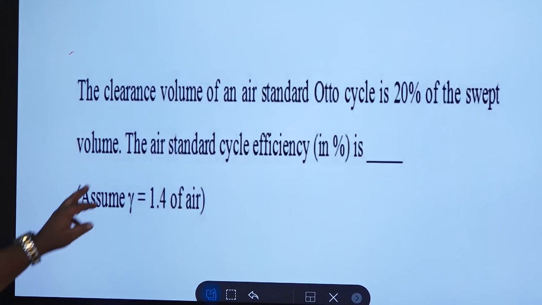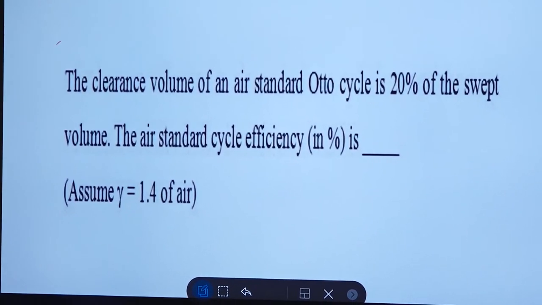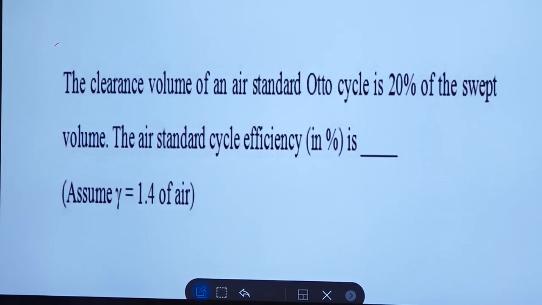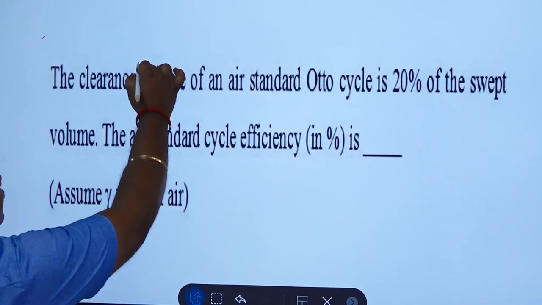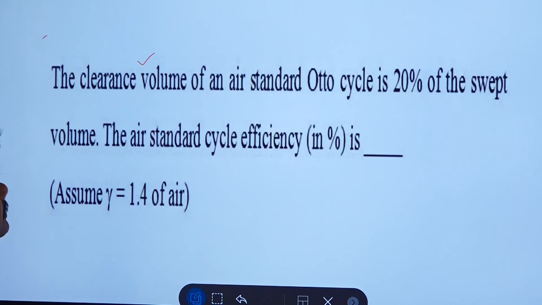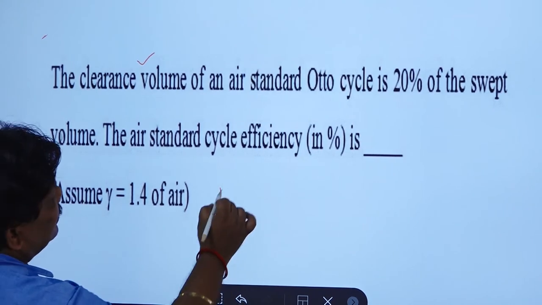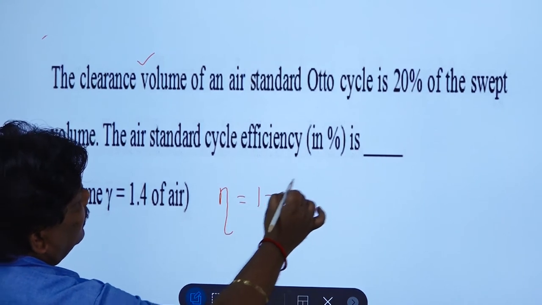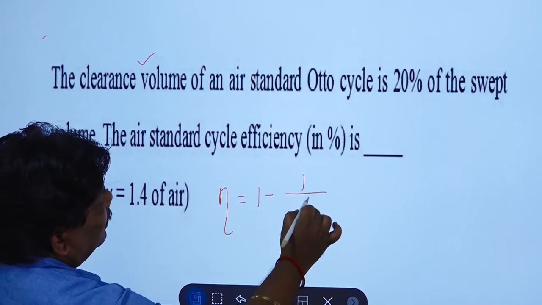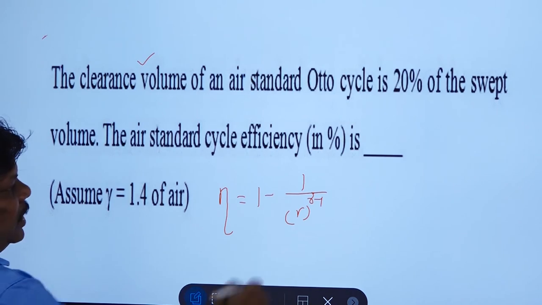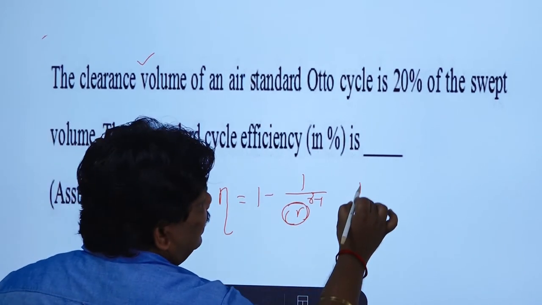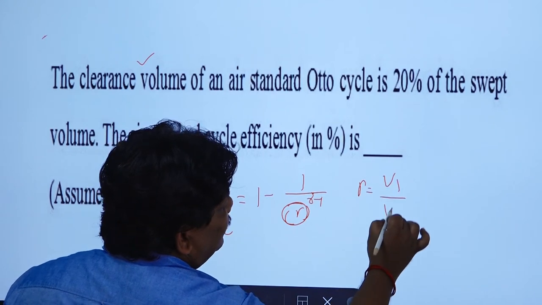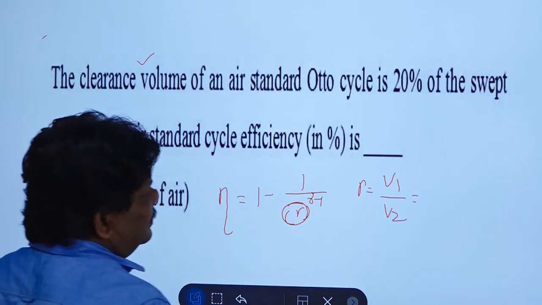The next is: the clearance volume of an air standard Otto cycle is 20% of the swept volume. The air standard cycle efficiency is? The clearance volume is given to you as 20% of the swept volume. For the air standard cycle efficiency, we know eta is equal to 1 minus (1 by r) whole power gamma minus 1, so r should be known to you. We know that r is equal to V1 by V2.